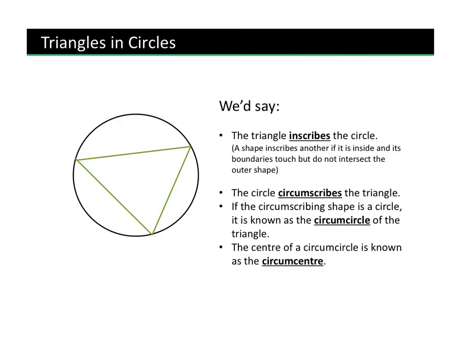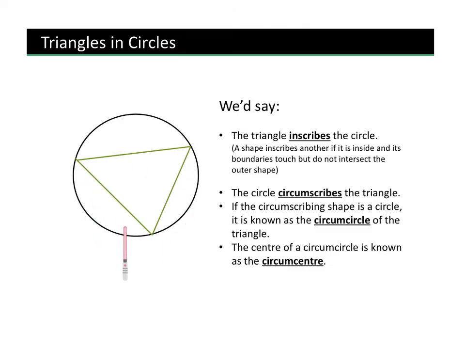Triangles in circles. Say it with me. Triangles in circles. So, the triangle inscribes the circle. Okay? So, it inscribes the other if, you can see, these vertices of the triangle are on the circle circumference. Okay? So, the triangle inscribes the circle because essentially the triangle fits inside the circle and all of our vertices are on the circumference.